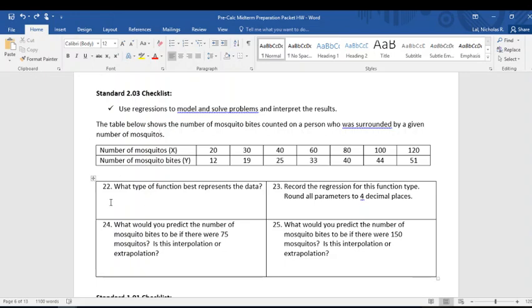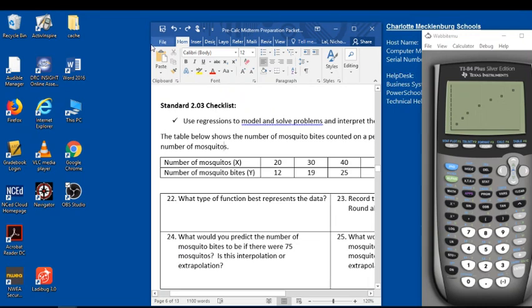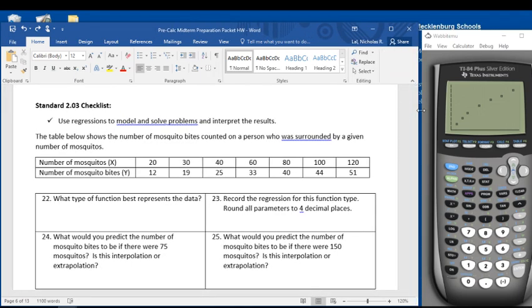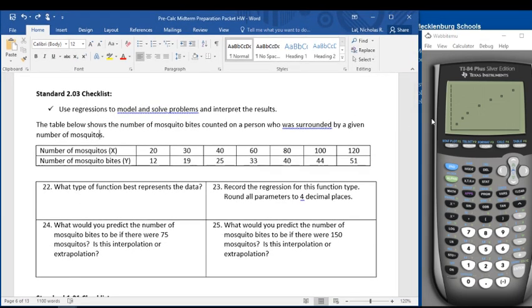To analyze this in a regression, to first analyze the data, I have to go to stat, edit, and input the data into my calculator. I have to put L1 as my x input: 20, 30, 40, 60, 80, 100, 120. And then I put the corresponding outputs: 12, 19, 25, 33, 40, 44, 51.